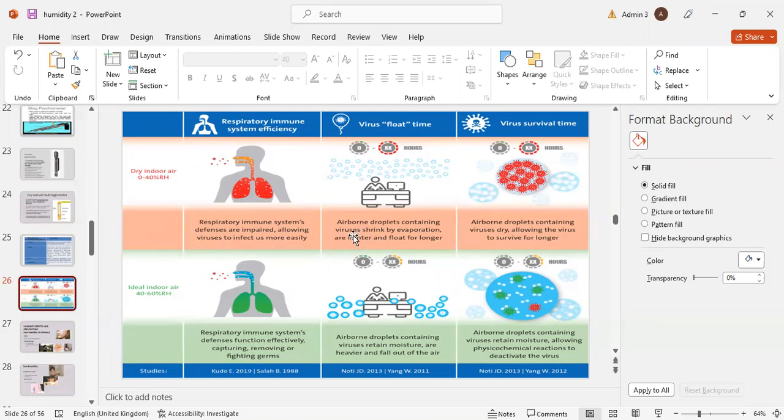And with low humidity, airborne droplets containing viruses shrink by evaporation, are lighter and float for longer. And the airborne droplets containing viruses dry, allowing the viruses to survive for longer. While in ideal conditions, airborne droplets containing viruses retain moisture, are heavier, and fall out of the air. And again, they retain moisture, allowing physiochemical reactions to deactivate the viruses.